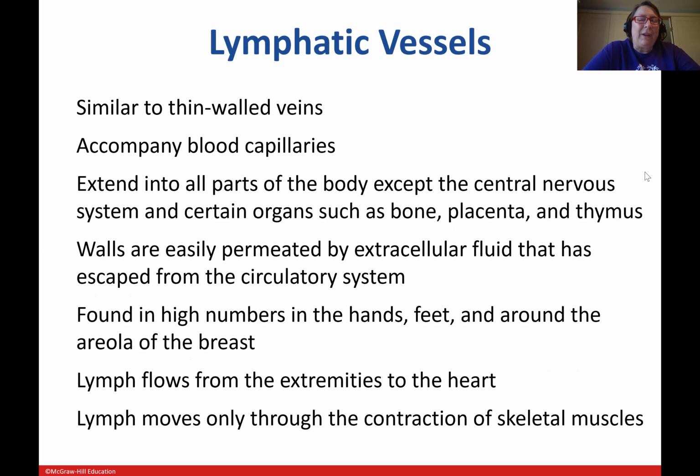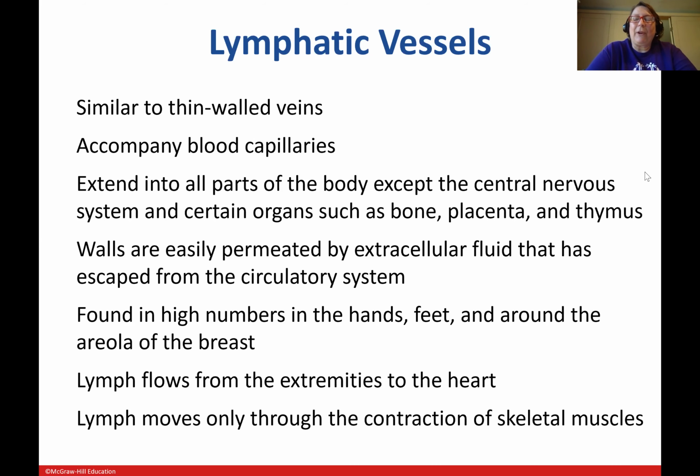The walls are very easily permeated by extracellular fluid because essentially that's the job of the lymphatic system, to drain fluid out of the body. And the lymph systems are found in very high numbers in the extremities, the hands and feet, and also around the breast tissue.